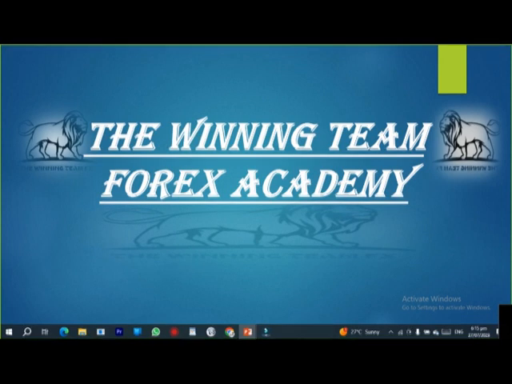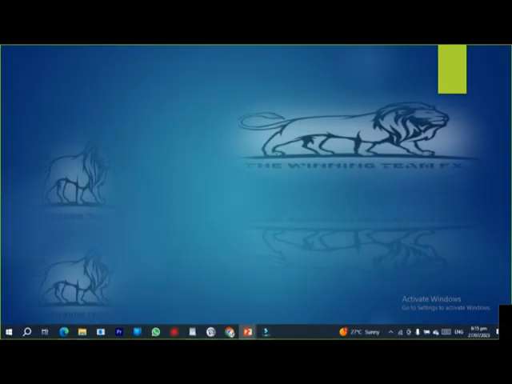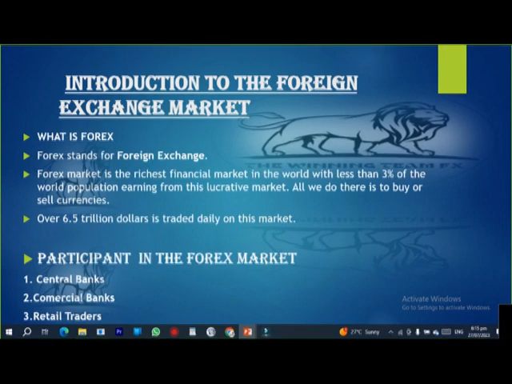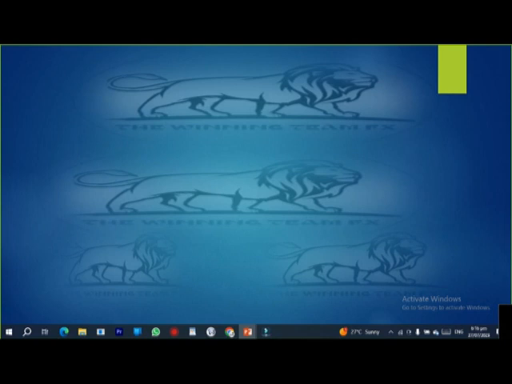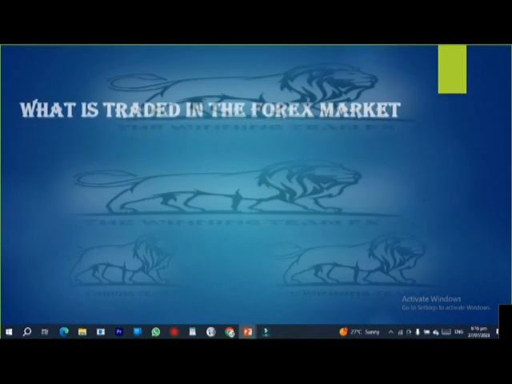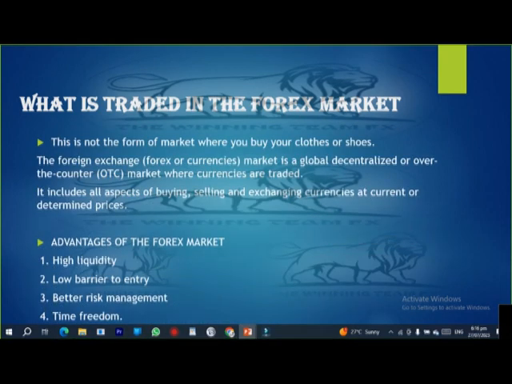We learned about some things. We looked at the introduction to the forex market, and then what forex is, the participants in the forex market, and then what is traded in the market. And then we said what is traded is we trade currencies, not any other thing. In the forex market, we trade only currencies.